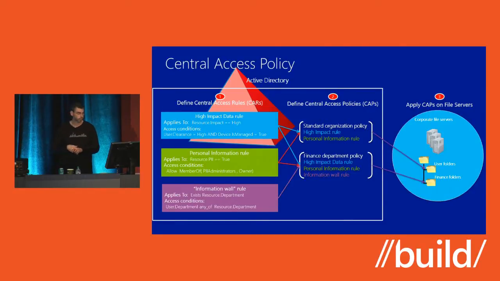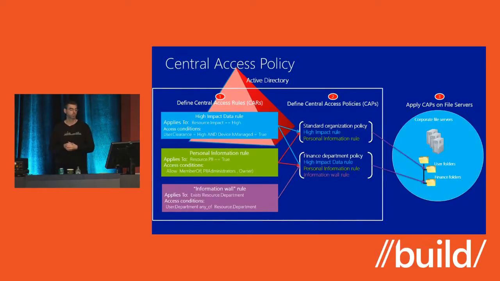Okay. The next rule is the personal information rule. This is where it has personally identifiable information in the file. If that's the case, then only members of the PII administrators group and the owner can access the file. That's what this rule is saying. Now these are just rules that some corp might define. These aren't rules that shipped in the box, okay? And these are example rules.